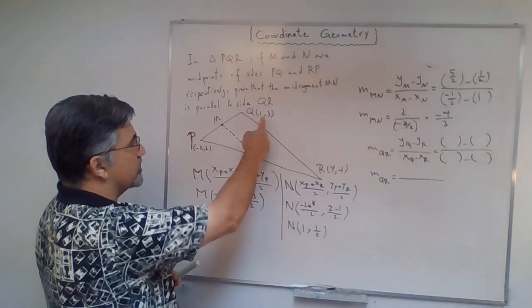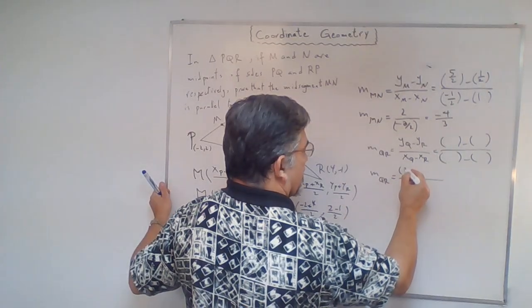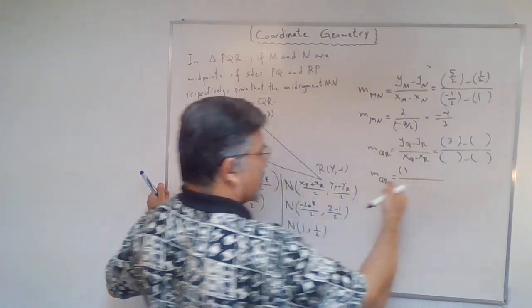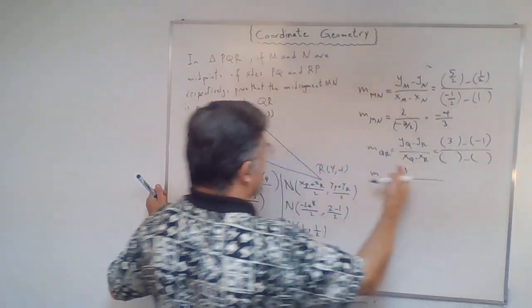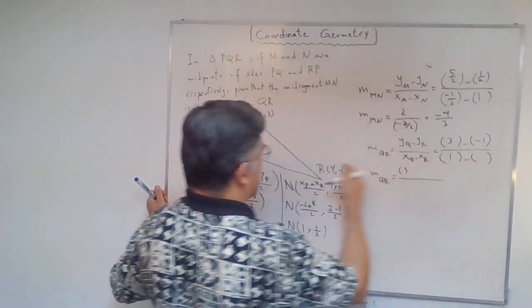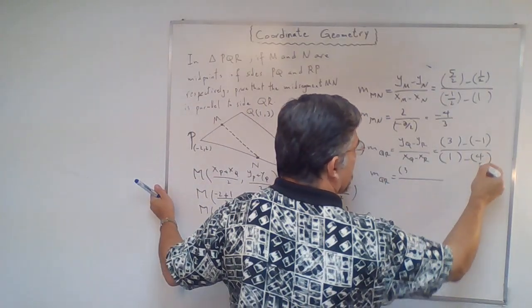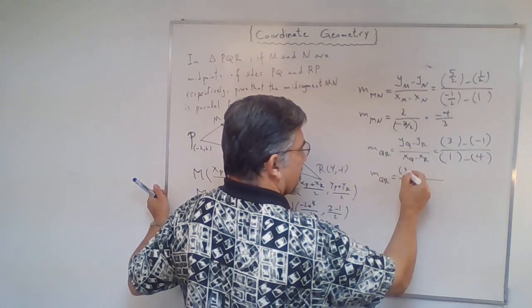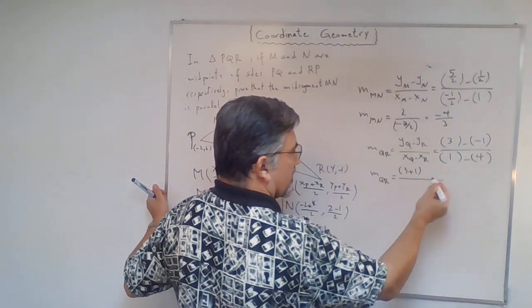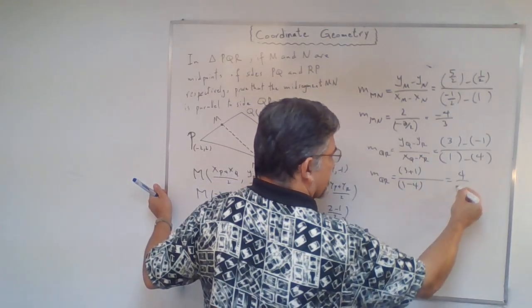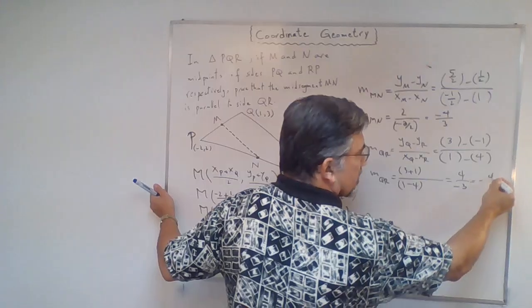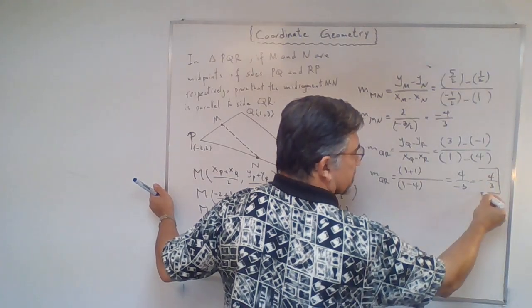Y of q is 3. And so that's 3. Y of r is negative 1. X of q is 1. X of r is 4. So the top is actually 3 plus 1. The bottom is 1 minus 4. So that is 4 divided by negative 3, or negative 4/3.